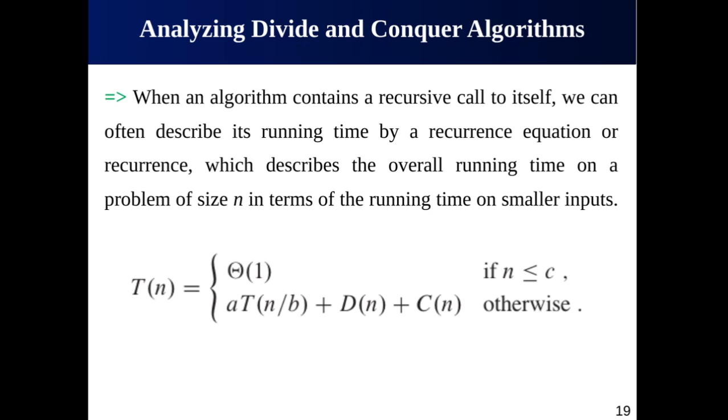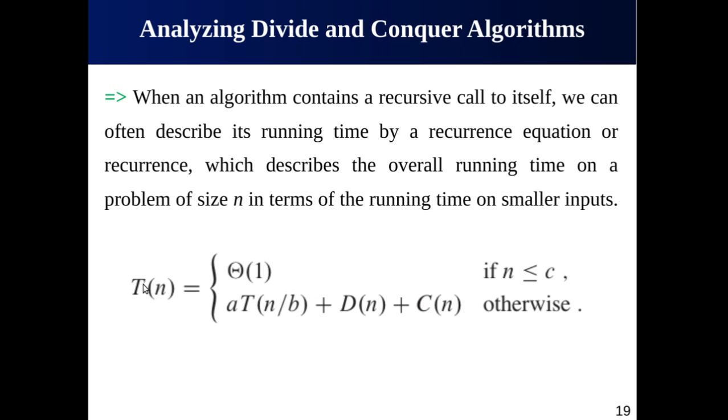Now suppose that our division of the problem yields subproblems represented by a. A represents the number of subproblems, and the size of each subproblem is n by b. To make things simple for the merge sort algorithm, we suppose that a and b are both 2, or multiples of 2. So it takes time equal to T of n by b to solve one of the subproblems.